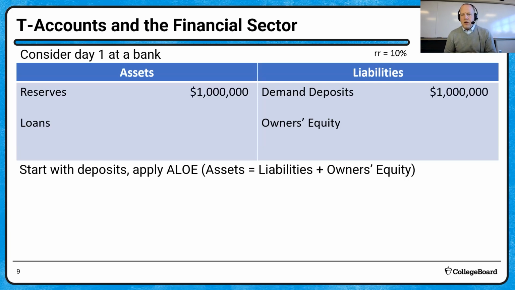The way that would look right here, let's assume you convince people to deposit money in your bank, and the result of those deposits is that you start with $1 million in deposits. That's on the liability side. That's demand deposits. That is reflected on the asset side as $1 million of reserves. Now let's pause right there. Let's think about why that is and what that means.